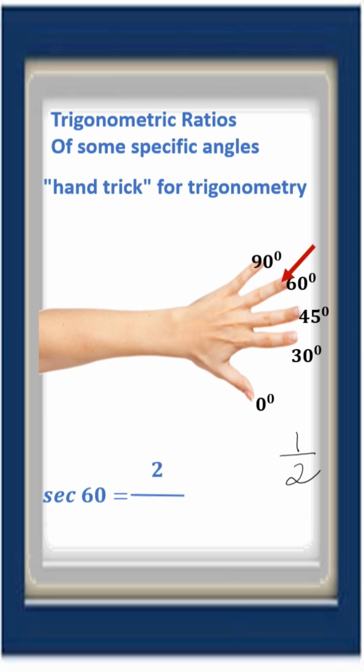Reciprocal of it, okay, you can write it in reverse order also. Anyhow, both the answers are correct. Here we have written 2 in the denominator of cos ratio. In the numerator, square root of number of fingers above.